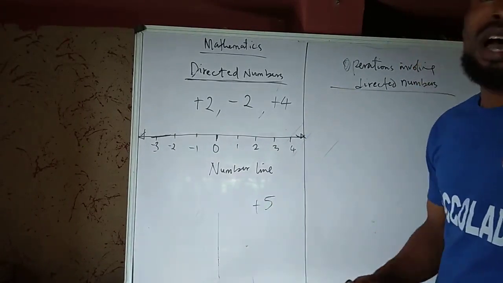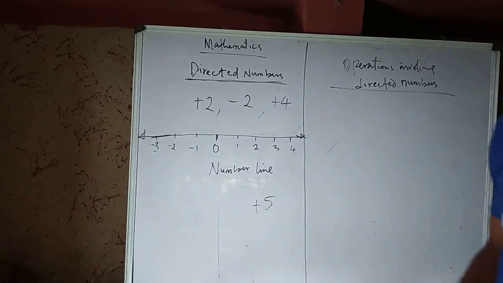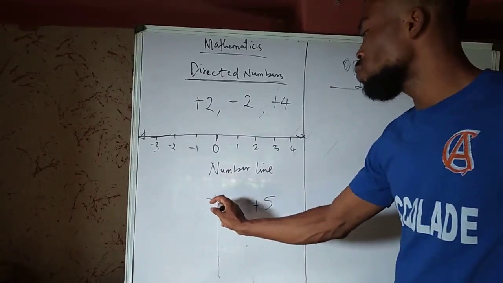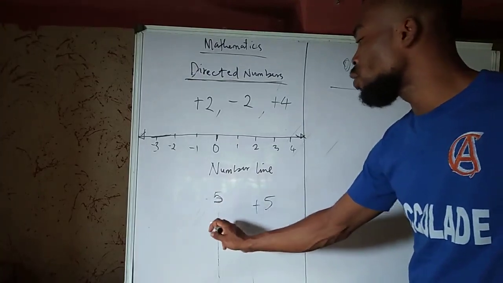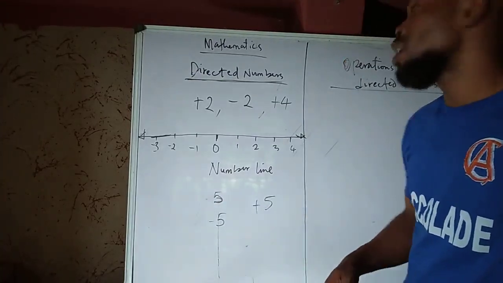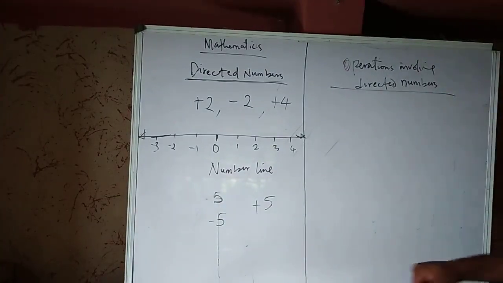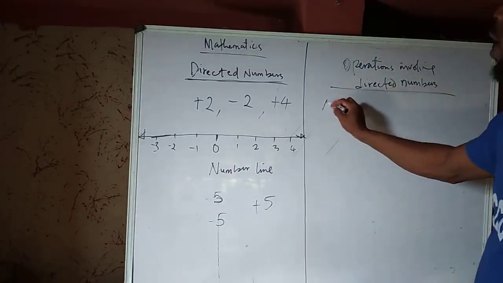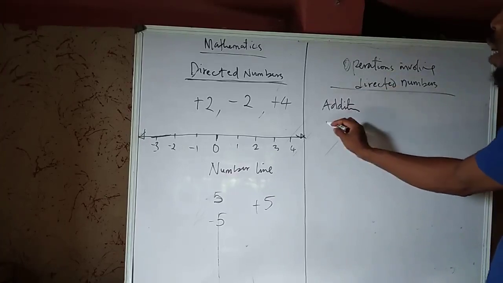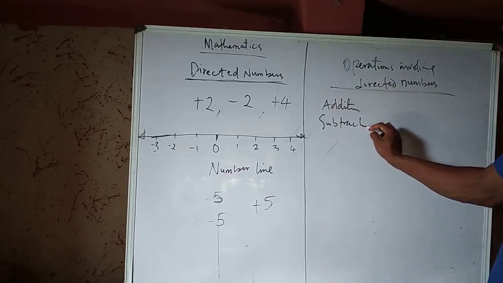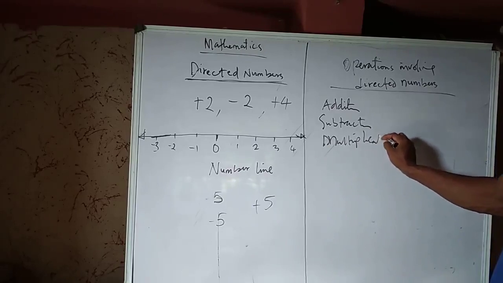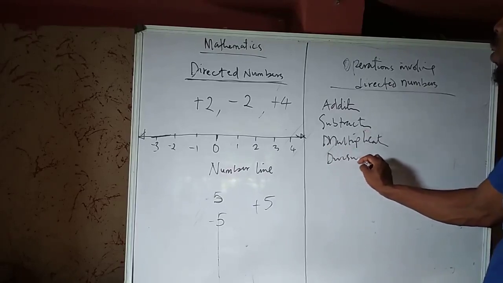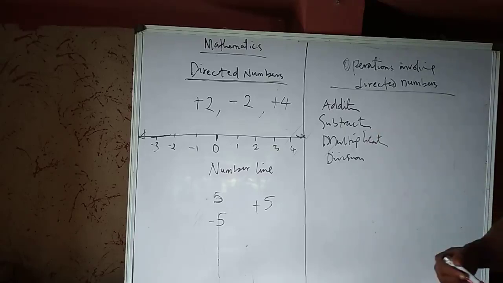positive. Now if a number is otherwise, if it's not positive and it is negative, it must be indicated. Nobody would write 5 to mean -5. Alright, so now operations involving directed numbers. When we talk about operations, we're talking about addition, using all the operators, subtraction, multiplication and division. So we are going to look at how to add directed numbers, how to subtract them, how to multiply, and how to divide them.